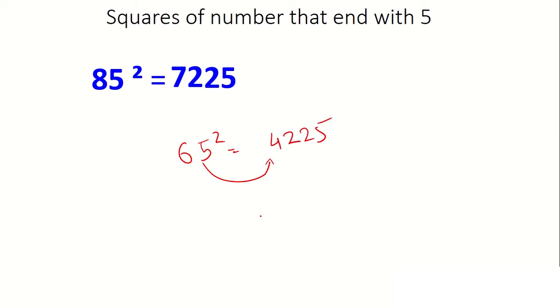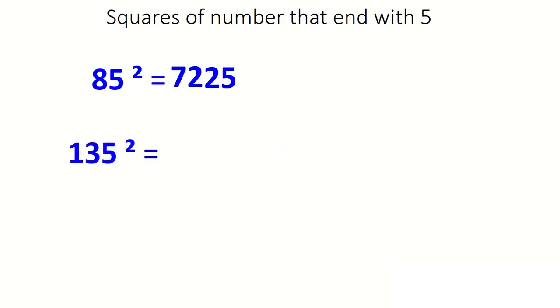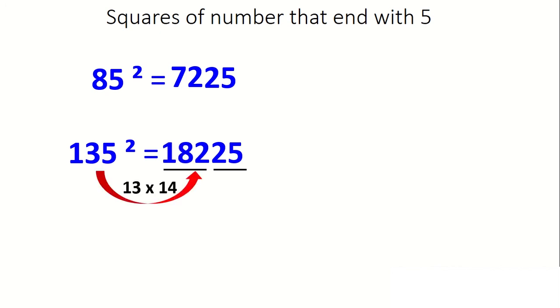For example, if I want to find 65 square, first step 5 square is 25, second step 6 into 7 is 42. 35 square, 5 square is 25, what comes after 3? 3 into 4, 3 into 4 is 12. Final example, 135 square, so 5 square is 25, and what comes after 13? After 13 it's 14, so 13 into 14 is 182. So the answer is 18225.